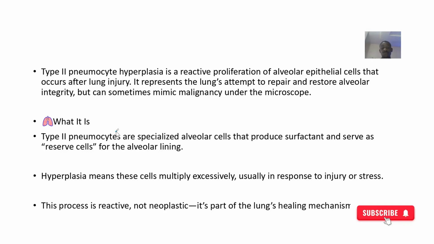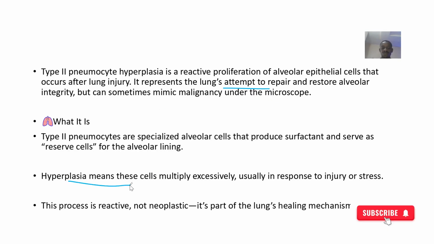Type 2 pneumocyte hyperplasia, first of all, you should know that it's a reactive proliferation of alveolar epithelial cells. So it occurs after lung injury. It represents the lungs' attempt to repair and restore alveolar integrity. As lung injury is occurring, this one is coming behind and trying to actually repair. Type 2 pneumocytes are specialized alveolar cells and they produce surfactant, and they serve as reserve cells for the alveolar lining.